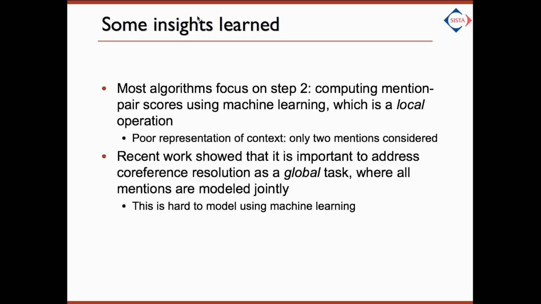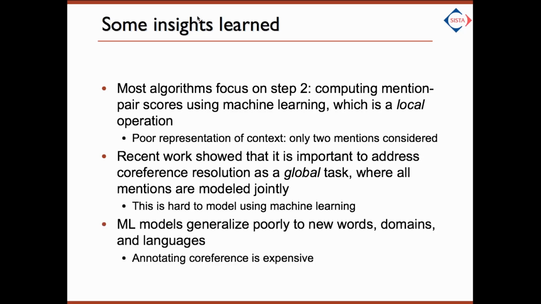Furthermore, we found that machine learning models in the context of coreference resolution generalize poorly to new text, new domains. If you have a coreference resolution model trained on news documents, and then you move to sports documents, it's not going to work so well. And that's a problem, because annotating coreference is incredibly hard. If you look at inter-annotator agreement for coreference resolution between humans, it's in the 70s, so they disagree on 30% of the cases. So it's a hard problem, so it's expensive.